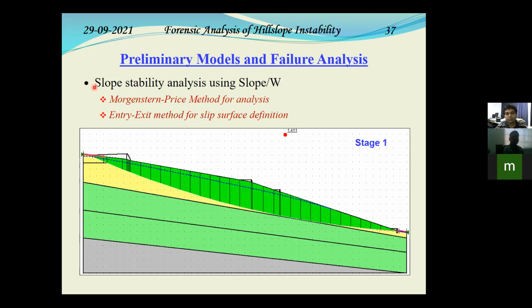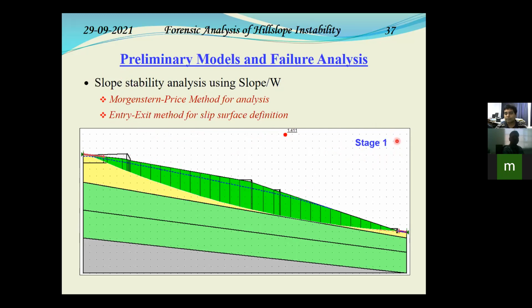So in SLOPE/W, in slope stability analysis, we use the Morgenstern-Price method because water was involved in this, and the entry-exit method for slip surface definition was given. So we considered that from some location the slip surface starts, and at some location it ends. There is one specific method in GeoStudio SLOPE/W, which you can figure out from the software manuals.